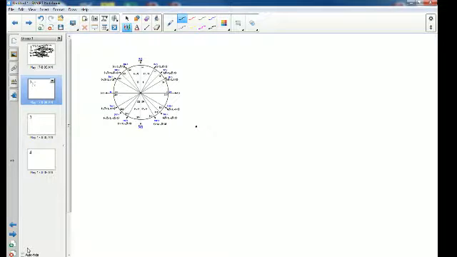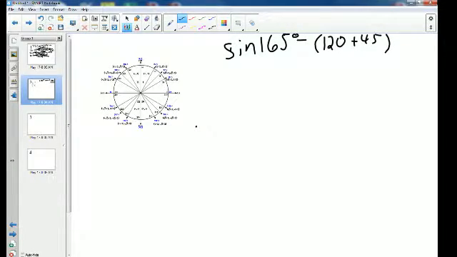For our first problem, we're going to try a sine problem. Let's go with the sine of 165 degrees. That's a 5, trust me. There we go. You see, this is not a value of the unit circle. However, the values of 120 and 45 are on the unit circle. And when those are added together, maybe, we will have 165.